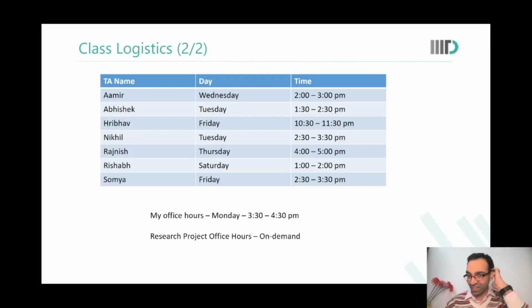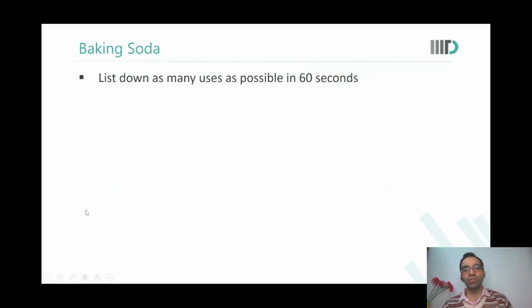Great. So we have all studied this much chemistry at school level, even though we do not have a chemical engineering branch in our institute. So we have baking soda. Now I see almost all of you have a pen and a paper with you. I want you to list down as many uses as possible of baking soda in 60 seconds, and your time starts now.